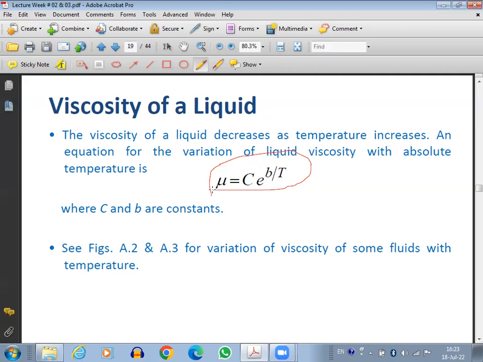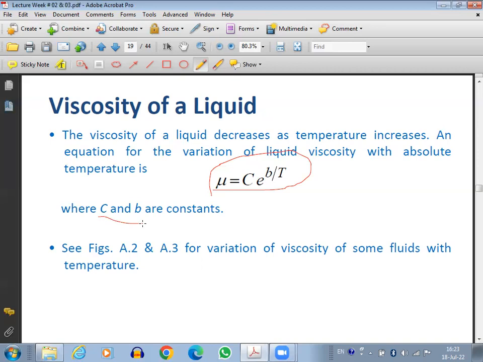Okay. So you have to understand what these formulas are, what are the symbols within these formulas. You do not need to memorize them because they will be provided, but you need to know what they mean. Okay. So mu equals C e power B divided by T. That is the formula for the viscosity of the liquid, where C and B are constants, and T is the temperature. And temperature should be absolute, should not be in degree centigrade. B and C are constants.